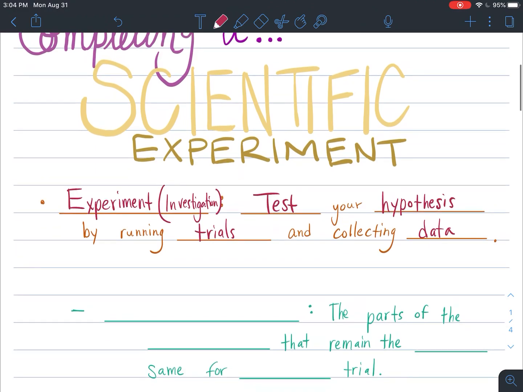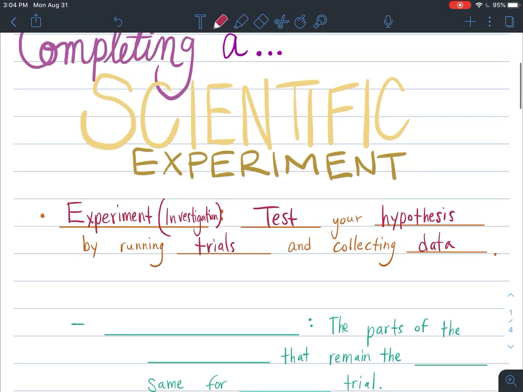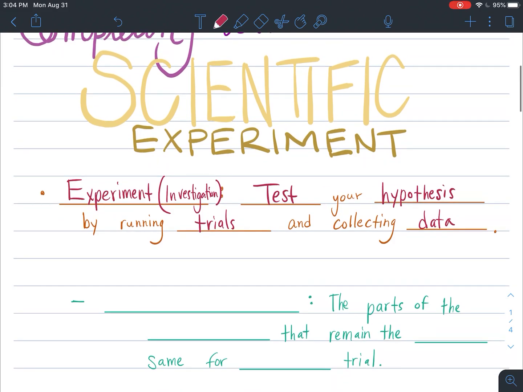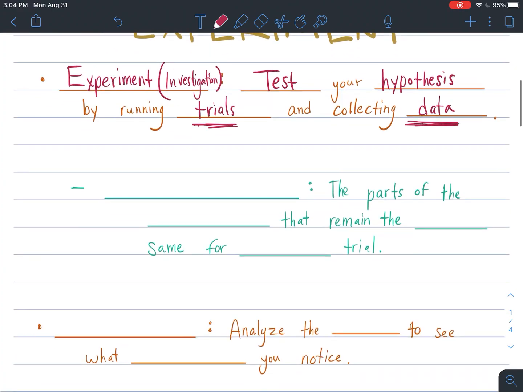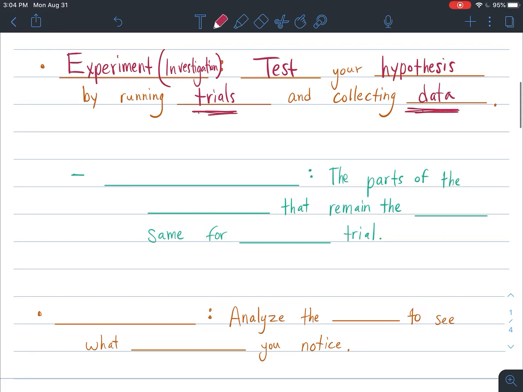So as an example, in our paper airplane experiment, the goal is for us to test what type of paper is the best type of paper to make a paper airplane to go the furthest distance. So we're going to do multiple trials and we're going to collect data to see how far each type of paper airplane travels, so we know if our guess as to what type of paper is the best is correct or not.